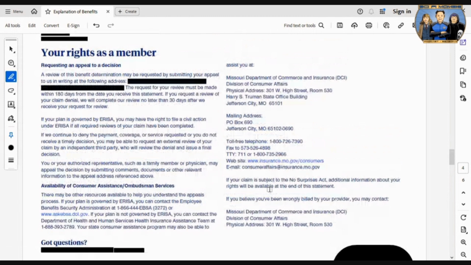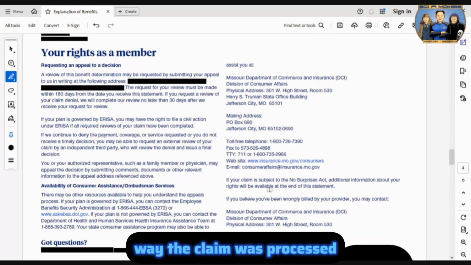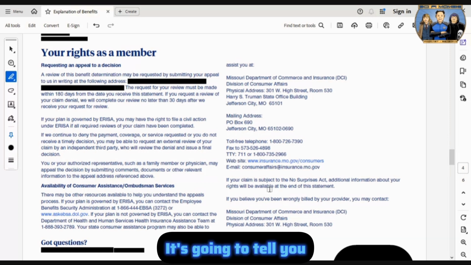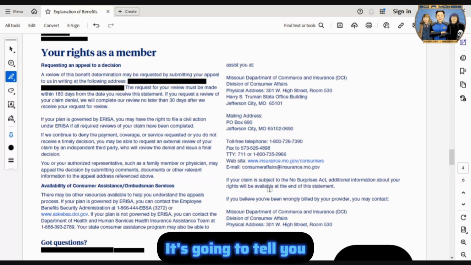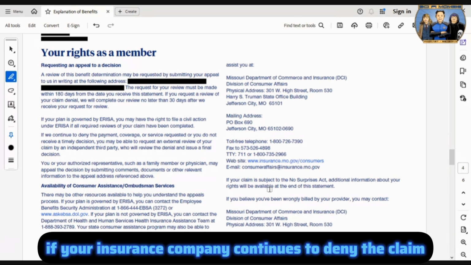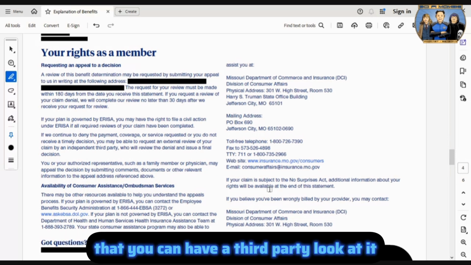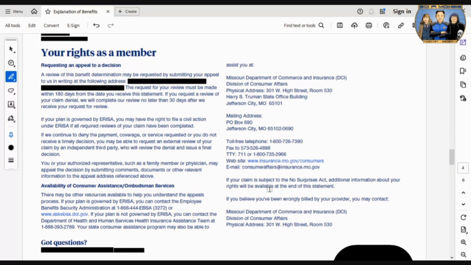But this part, your rights as a member, is going to give you how to appeal if you don't agree with the way the claim was processed. It's going to tell you that if you're on a plan governed by ERISA, you have the right to appeal or to file a civil action lawsuit. And if your insurance company continues to deny the claim, that you can have a third party look at it, or however they word their review.